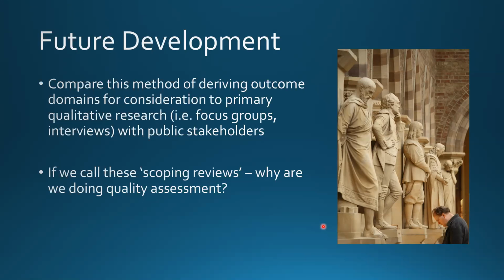And secondly, one of the things that happened between the quantitative review and the qualitative review is that in the quantitative review, we did quality assessment of all of the included studies. But actually, all we were doing with that quantitative review was identifying a list of outcomes for discussion at the consensus development meetings. So if both of these are scoping reviews, why are we doing quality assessment? That's not normally a stage that's done in a scoping review. So it's just something to consider, and something that I certainly had a question about as we were going through the process.